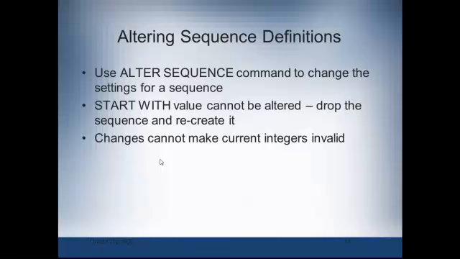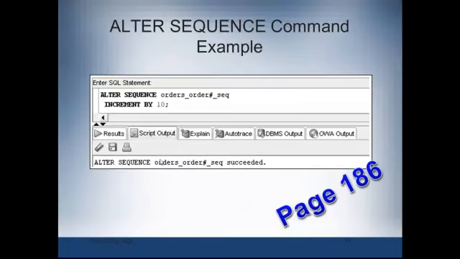Okay. Changes cannot make current integers invalid. In other words, if you've used the sequence already and it has issued numbers, then you make changes to it, it's not going to change the values that have already been generated and inserted into records. Page 186 has an example of the alter sequence command.